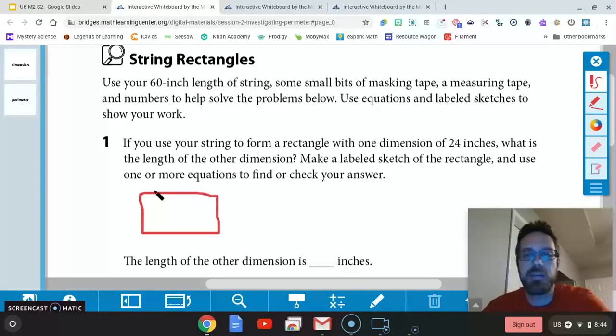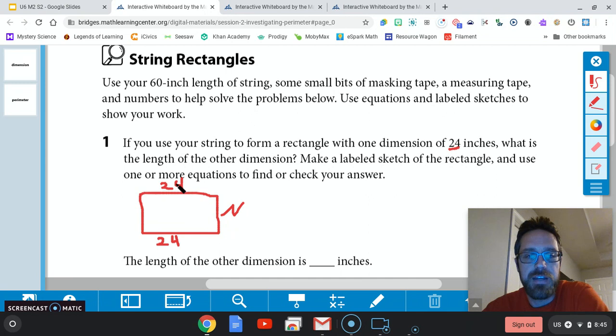So the first thing I'm going to do is draw my rectangle. Then I need to think, what do I already know? If you use your string to form a rectangle, one dimension is 24 inches. It really doesn't matter which side I put it on. What is the length of the other dimension? I'm trying to find the width if I know the length, or vice versa. Now I need to use my background information about rectangles. If this length is 24, then since it's a rectangle, this has to be 24 too.